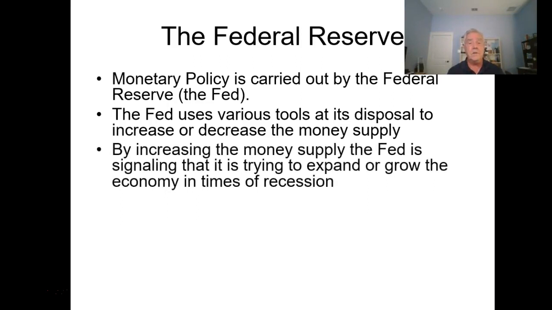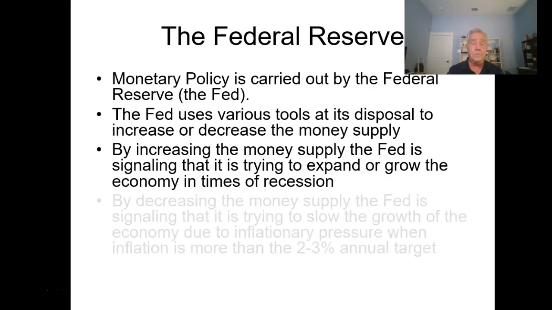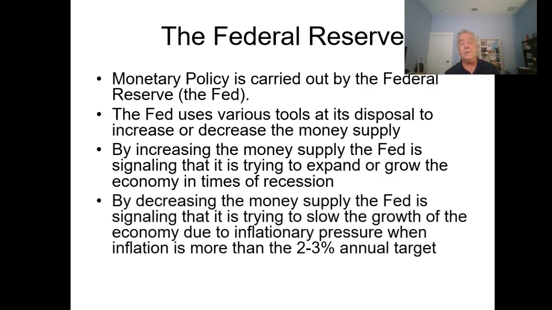So in increasing the money supply, the Fed is giving us a signal, or giving the markets a signal, that it's looking to expand and grow the economy. Decreasing the money supply, they're giving us a signal that they want to control inflation. Inflation is too high and they want to reduce it.